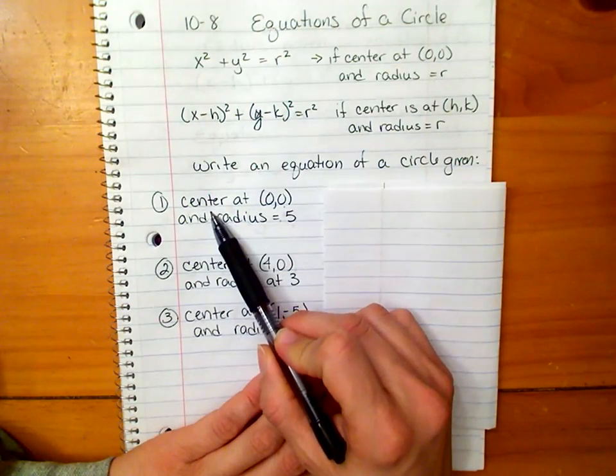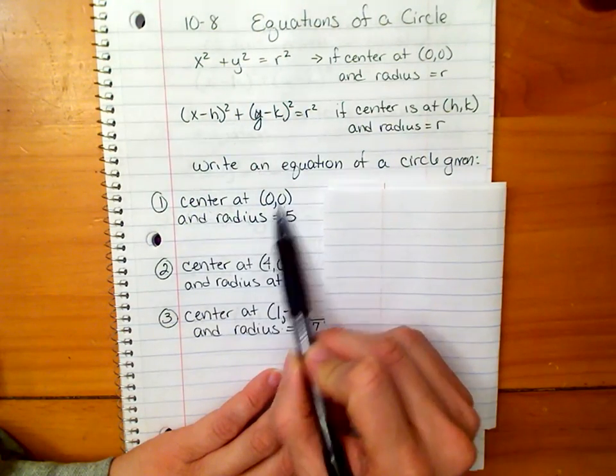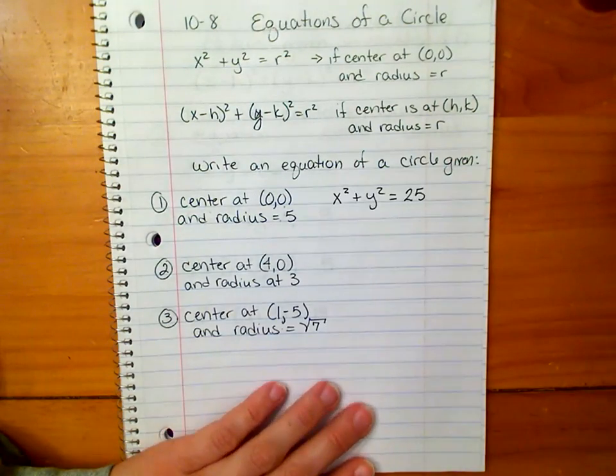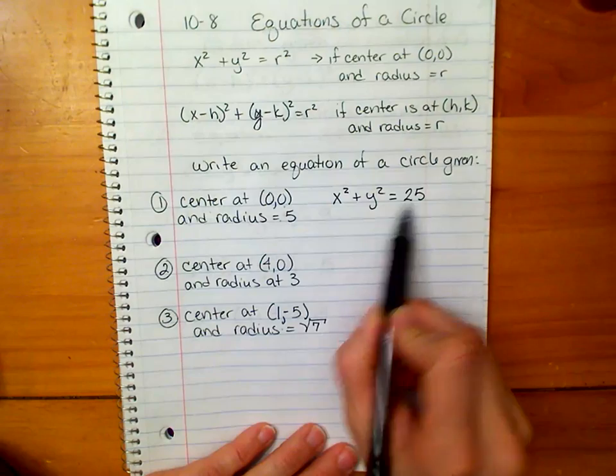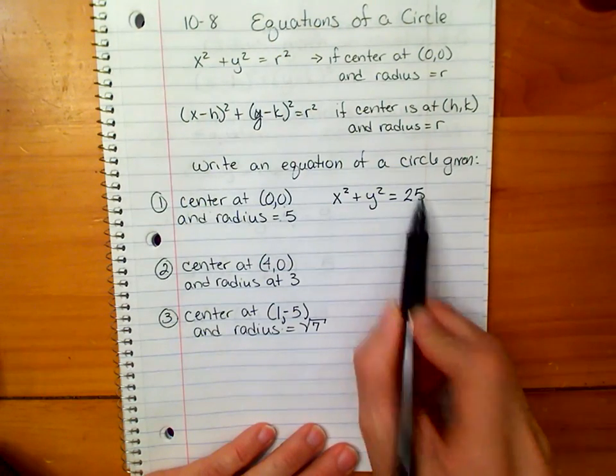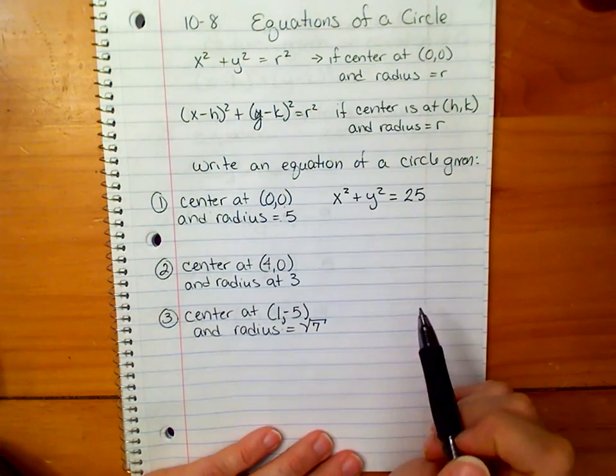So in the first example, we know that the center is 0, 0 and the radius is 5. So we would write the equation x squared plus y squared equals 25, because if the radius is 5, we square it to put the r squared down here.